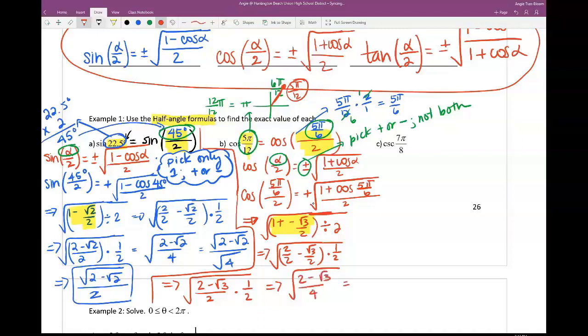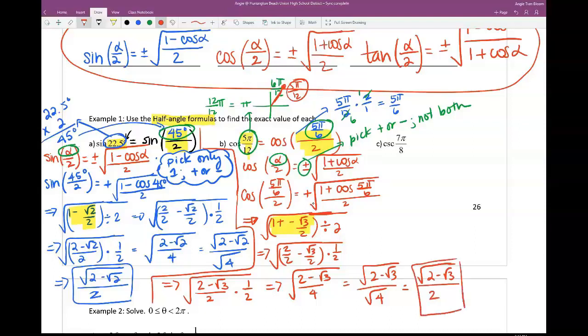And remember, earlier we said if you have one big radical and they are dividing, you can make them into 2 different radicals. So if I do that, I would have 2 minus radical 3. Not much you can do with the numerator, but the denominator you can simplify. And this is my final answer for cosine of 5 pi over 12.